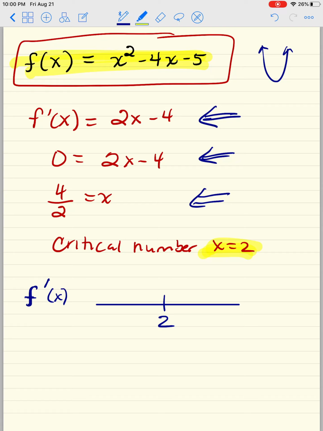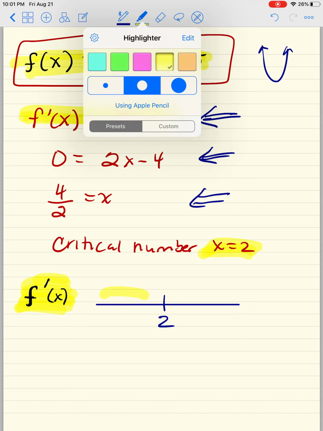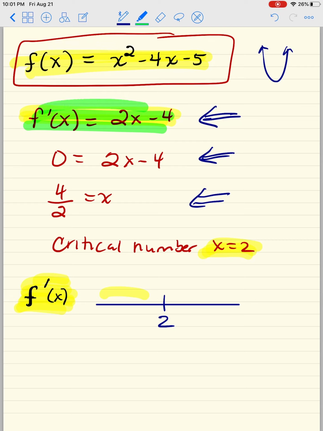Now, we are going to pick a number in this interval. So what number should we pick that's less than 2? 0 always makes sense. Now, you are going to figure out what f prime of 0 is. But let me explain to you why. f prime of 0, or f prime in general, tells you the direction of the function or the slope of the function. So in this case here, f prime is this right here. Maybe I should have picked a different color. That is fine. This is f prime, okay?